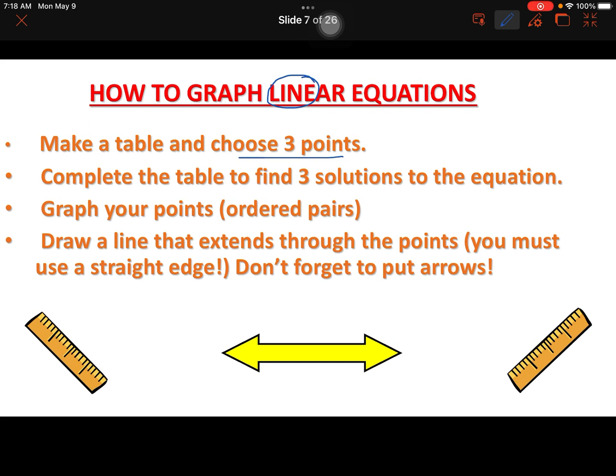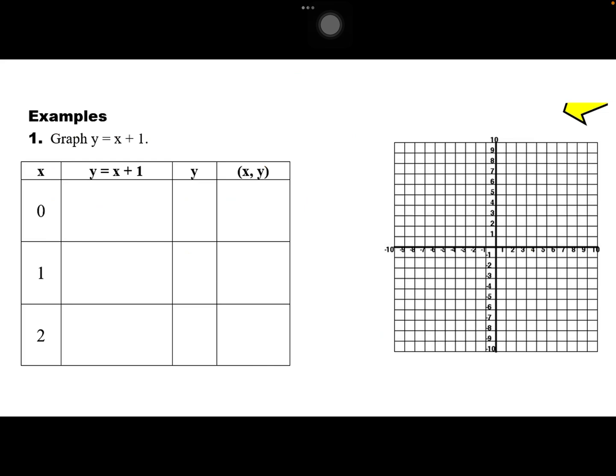And so we're going to make a table. We're going to choose 3 values. We're going to complete those solutions. Then we're going to graph the ordered pairs, and we're going to draw a line. In my class, we'll get you a straight edge. You're going to have to do your best, as we normally want you to use a straight edge because that's the most accurate way of doing it.